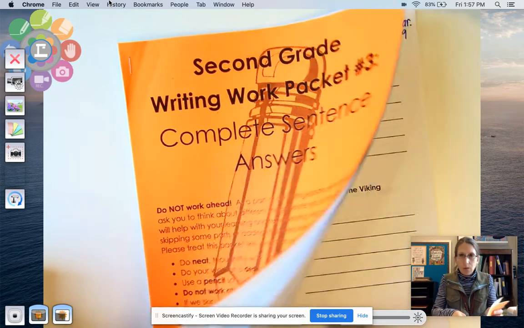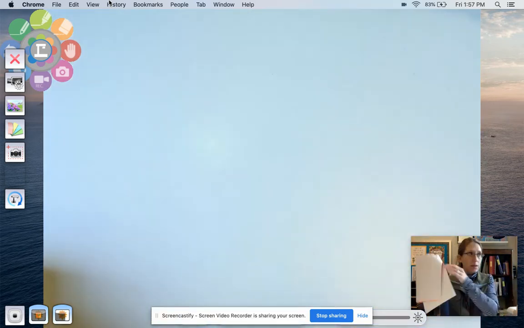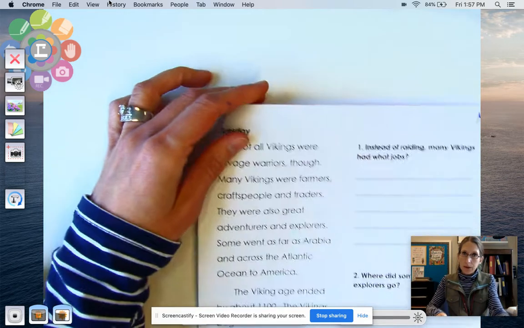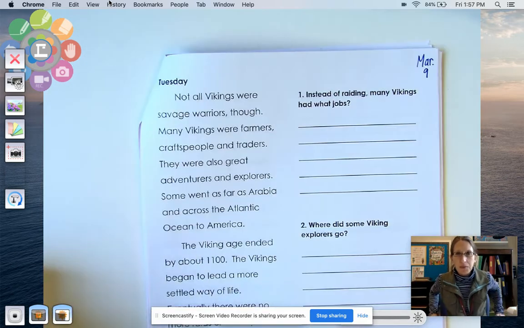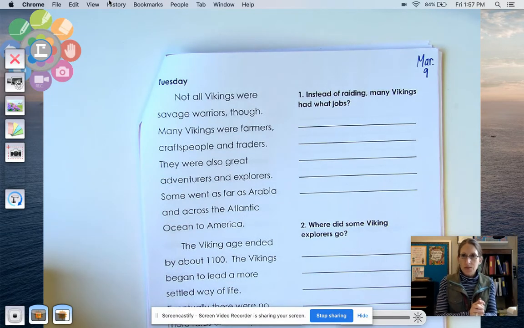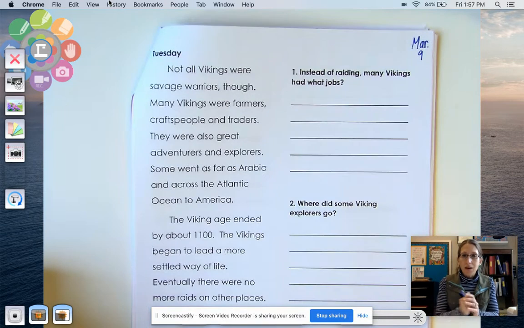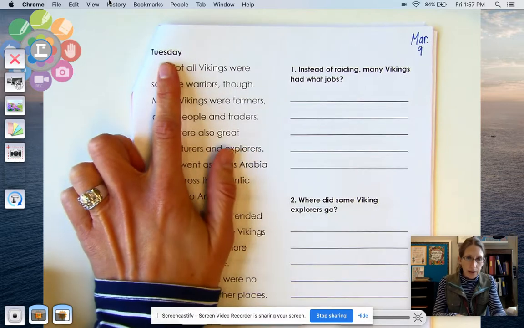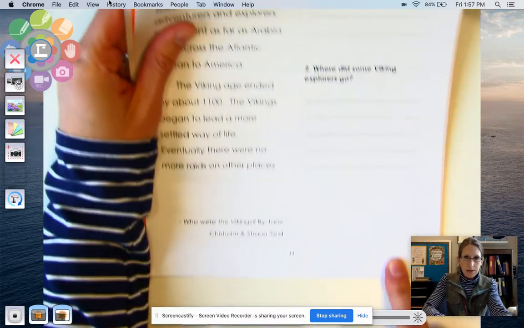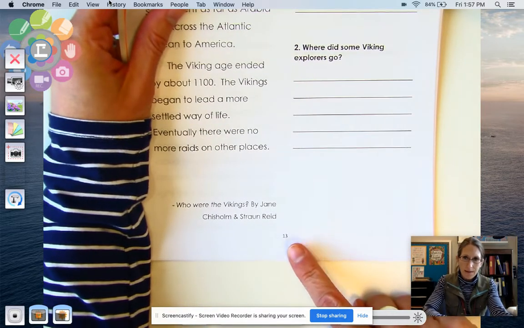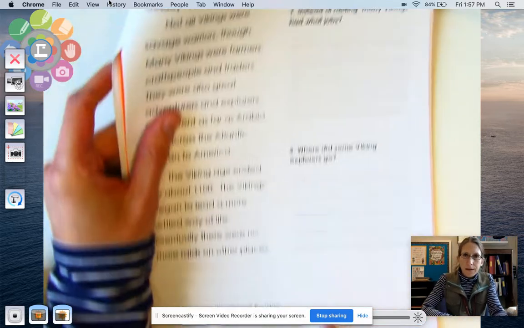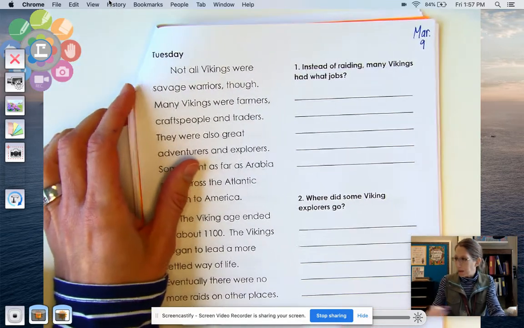And yesterday we did a little bit of writing practice with Miss Schultz. And so we started learning or reviewing a little bit more about the Vikings. So we learned about that earlier this year in history with Miss Lund. And then we are doing a little bit of writing about the Vikings, reading and writing. So today we are working on Tuesday, and this is page 13 in our packets. And today is March 9th.